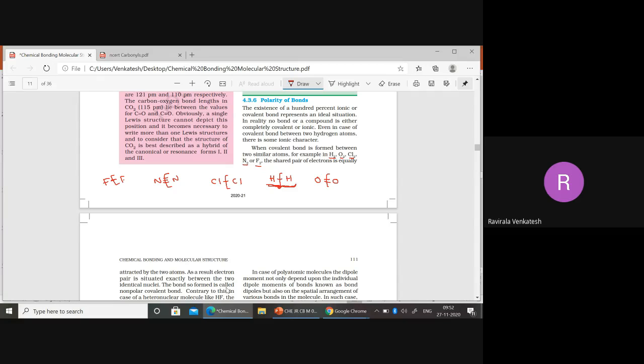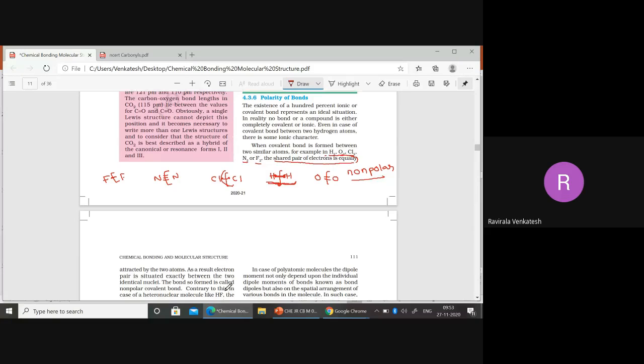These are all non-polar molecules. They cannot develop the negative and positive poles here. Understood here? Hydrogen, oxygen, chlorine, nitrogen, fluorine, they cannot develop the polarities because they are symmetrical molecules. Their shared electrons are equally distributed, isn't it? These two bonding electrons are equally attracted by these two atoms. Understood here? That is the thing you need to remember here.